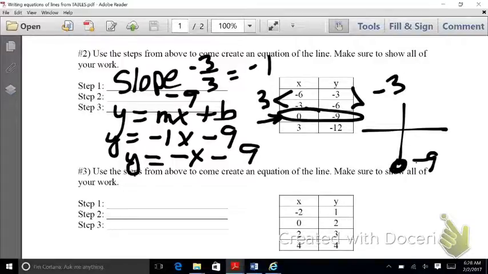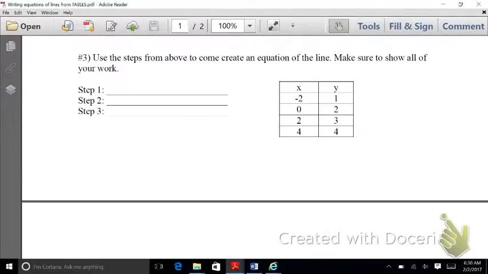Go ahead and pause the video, try number 3 on your own, and then restart the video when you're ready. All right, here we go.